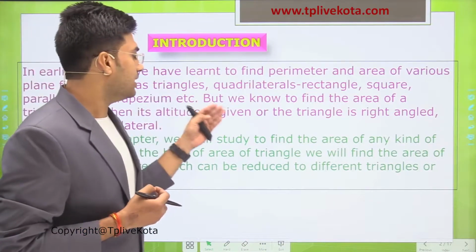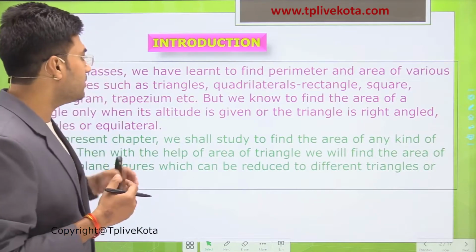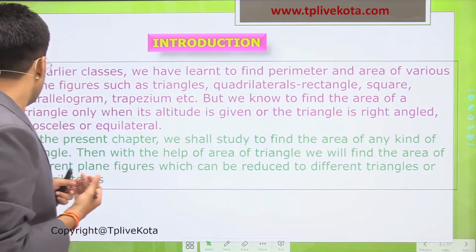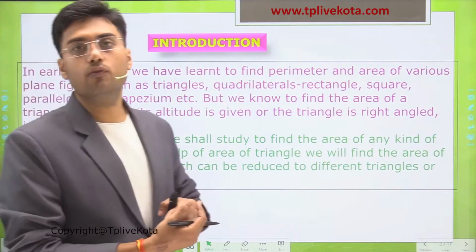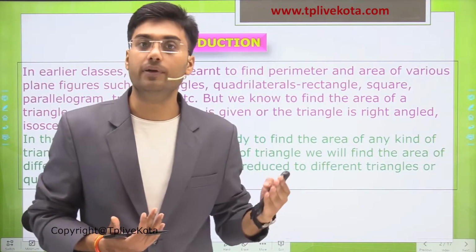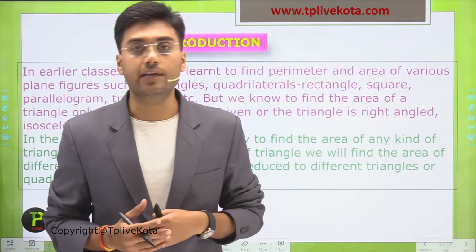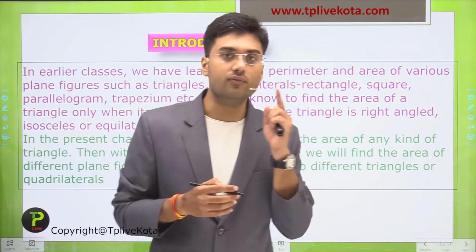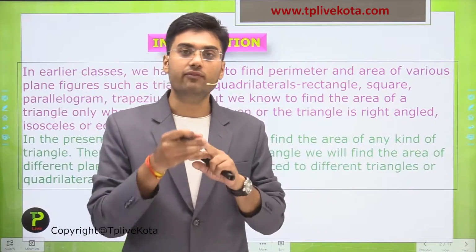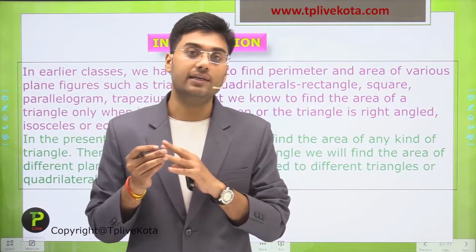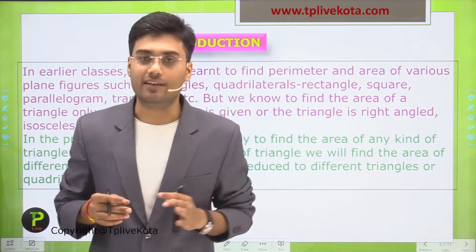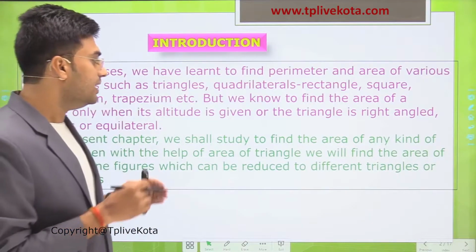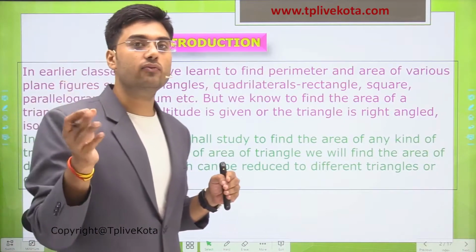Or we can say that we can find the area of a triangle if it is a right angle triangle. Clear? Or we can find the area of an isosceles triangle by using the isosceles property, and we can also find the area of a triangle if it is an equilateral triangle. So we can find the area of a triangle if we have the altitude, if the triangle is right angled, isosceles, or equilateral. Now in this present chapter we shall study how to find the area of any kind of triangle.